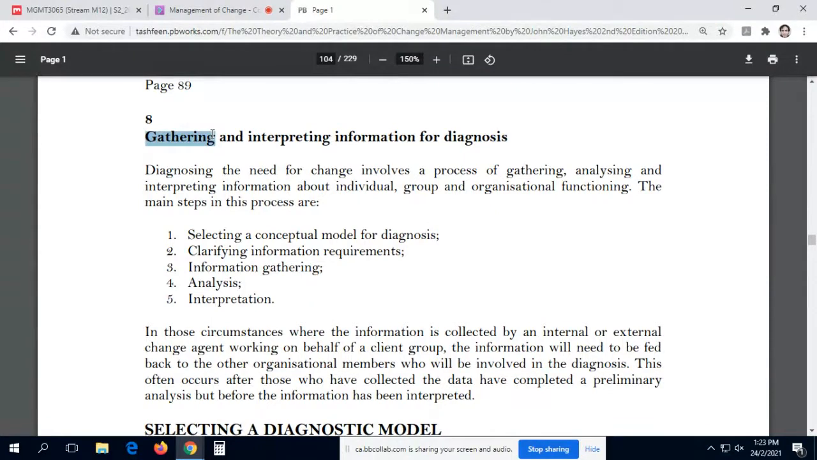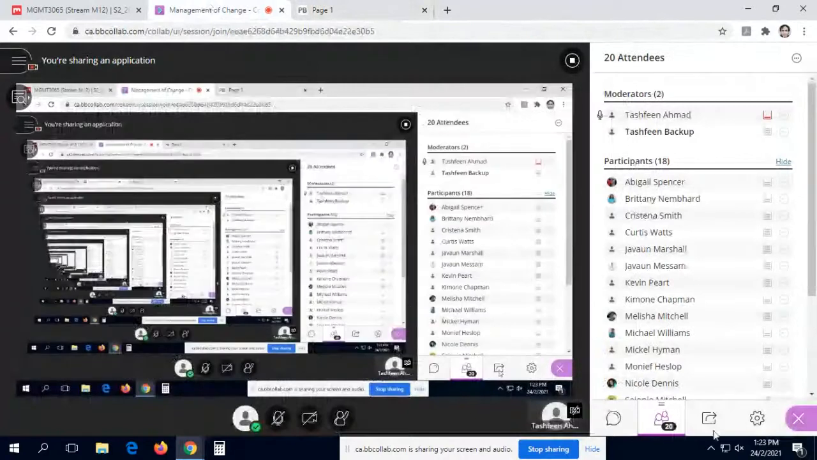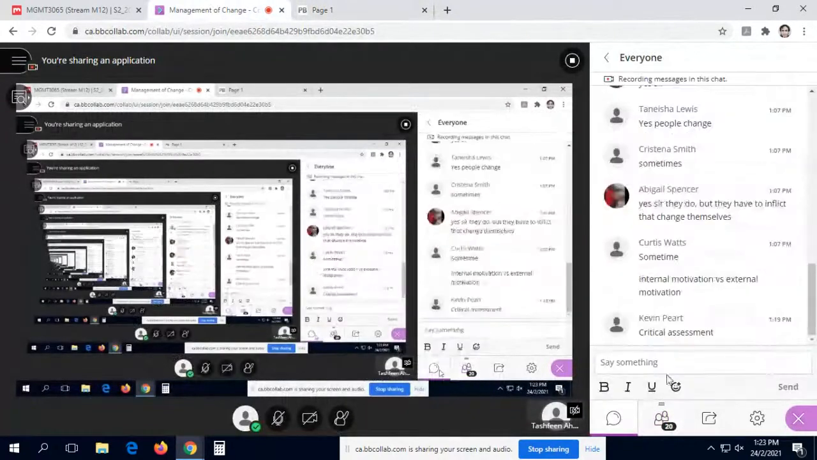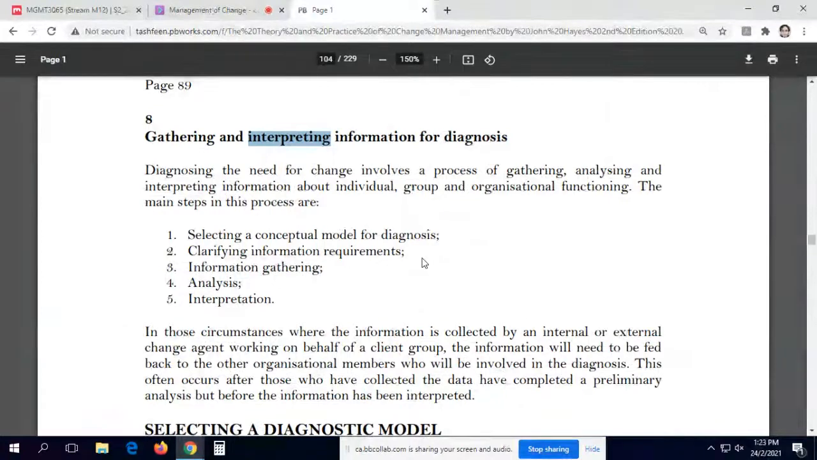So gathering and interpreting, two things. One is gathering data, gathering information, and then interpreting it. Yeah, and then you can link it with the discussion we were just having. So for example, critical assessment, you can only do critical assessment if you really have the correct information. Otherwise your assessment might be critical, but it's not that critical because it depends on false information, false data.